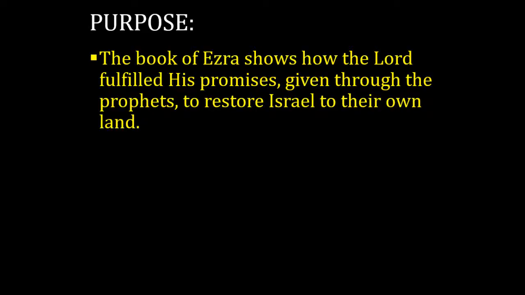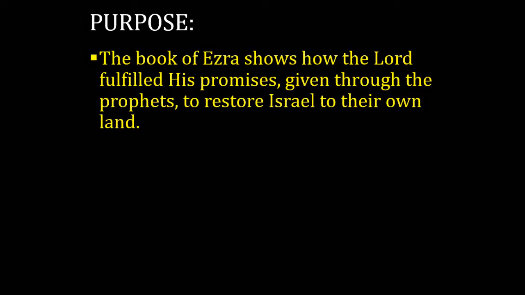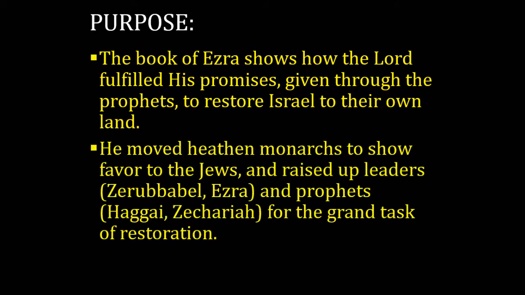The purpose of the book of Ezra shows how the Lord fulfilled his promises given through the prophets to restore Israel to their own land. He moved heathen monarchs to show favor to the Jews, raised up leaders like Zerubbabel and Ezra, and prophets like Haggai and Zechariah for the grand task of restoration. And we're going to have reference to them. Notice with me in chapter 5, when the prophets, Haggai the prophet and Zechariah the son of Iddo, prophesied to the Jews who were in Judah and Jerusalem in the name of the God of Israel who was over them.